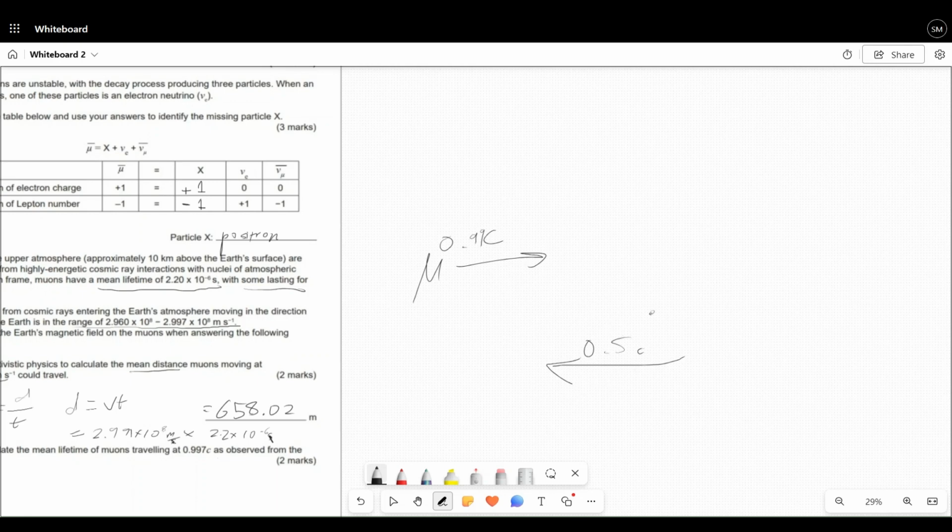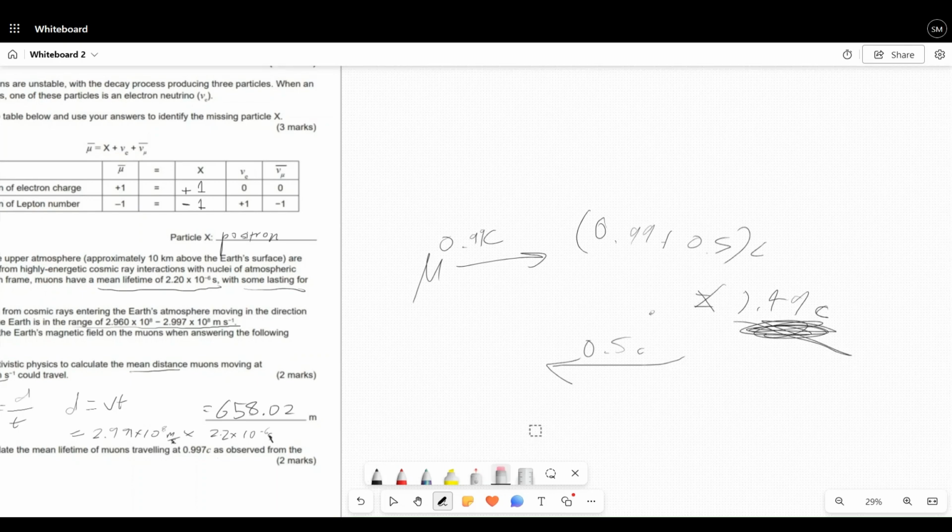I would see this blip past me at a faster speed. And in this case, the speed it will have will be 0.99 plus 0.5 c. Now, this is a problem, right? This equals 1.49 c. In other words, a speed that is greater than the speed of light, which cannot happen. You cannot have a speed greater than the speed of light, even if it's just a relative speed.